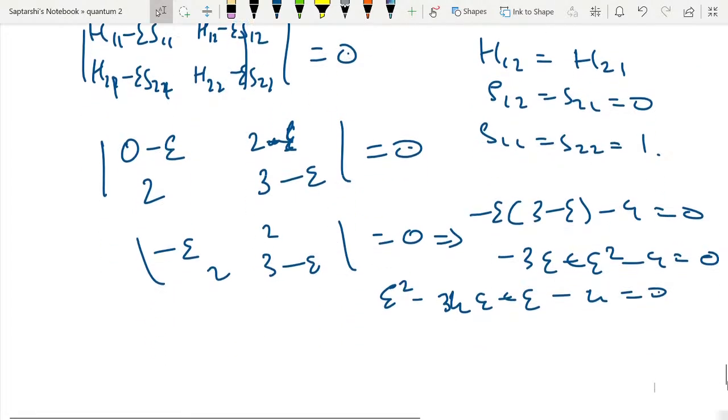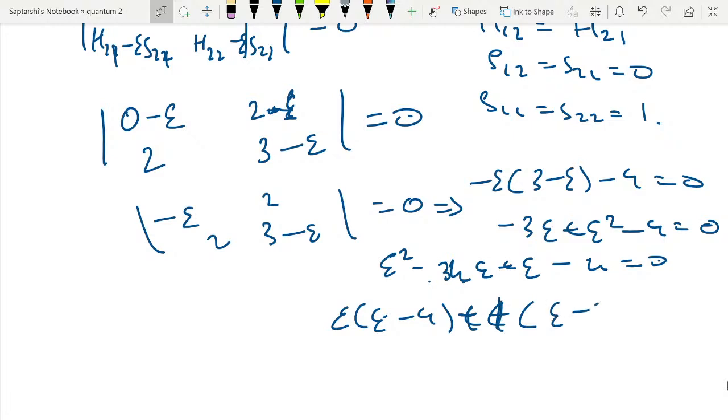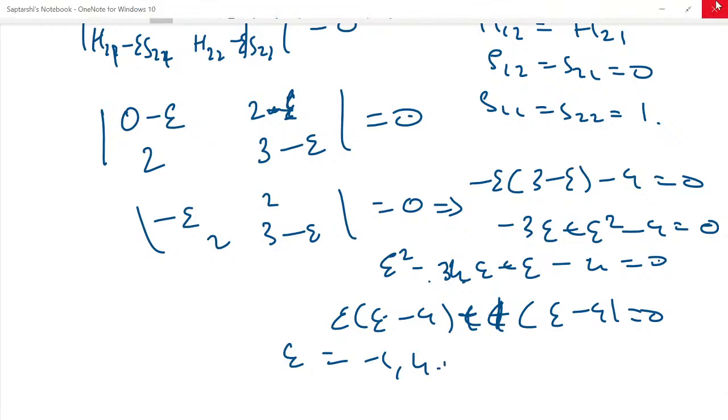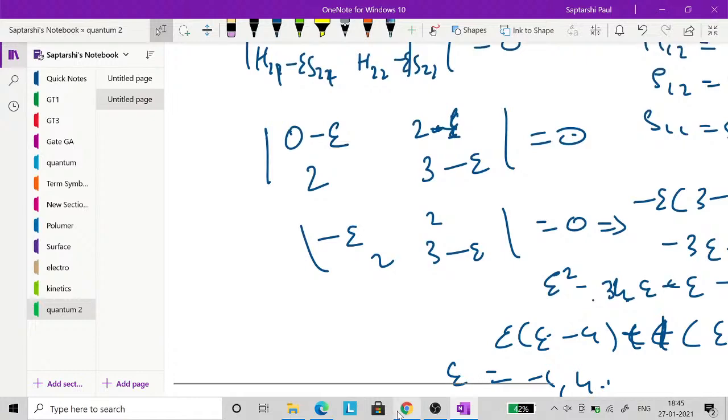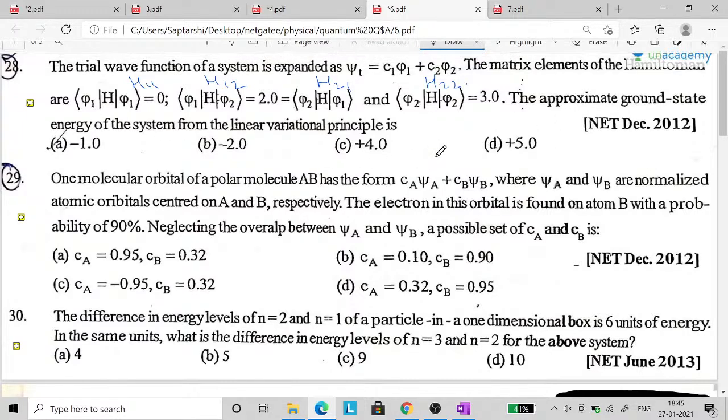Let's copy it down. E of (E minus 4) plus 1 times (E minus 4) equals 0. So E equals minus 1 or 4. Let us see the answers. The answer given was plus 4 or minus 1. So they're taking the lower value, actually minus 1. Plus 4 was also a value given, so they have actually given an MSQ question.